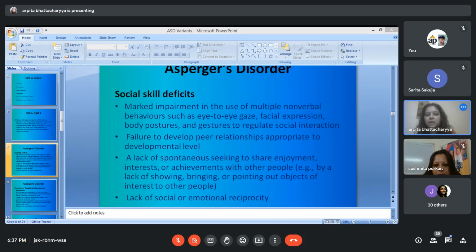That won't happen. And there will be lack of social and emotional reciprocity. Obviously, it's very difficult for them to understand what other persons are feeling. It is also difficult for them to express what they are feeling. So these are the issues we have.